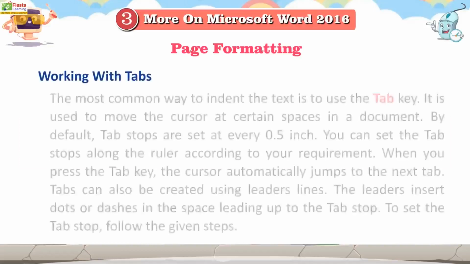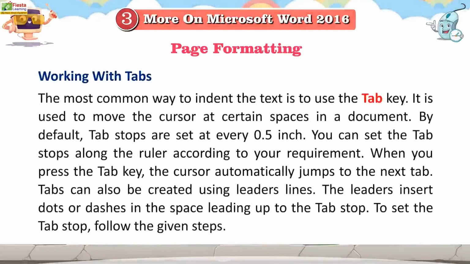Working with tabs. The most common way to indent the text is to use the Tab key. It is used to move the cursor to certain spaces in a document. By default, tab stops are set at every 0.5 inch. You can set the tab stops along the ruler according to your requirement. When you press the Tab key, the cursor automatically jumps to the next tab.